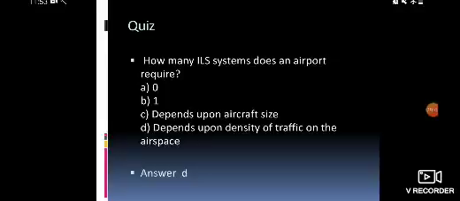It depends upon the density of traffic in the airspace, so how much traffic is going to travel. Based on the traffic, we have the number of aircraft, and based on the aircraft, we have the number of ILS systems. It is not 0, it is not 1, and it does not depend upon the aircraft size. So this is the answer.